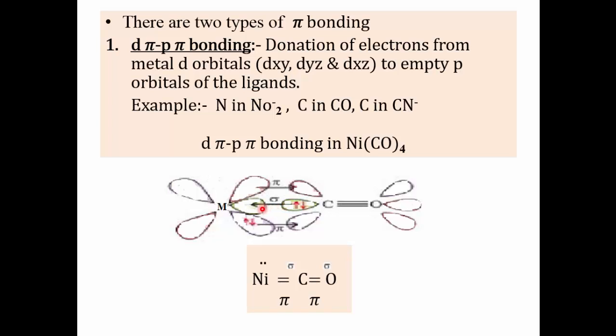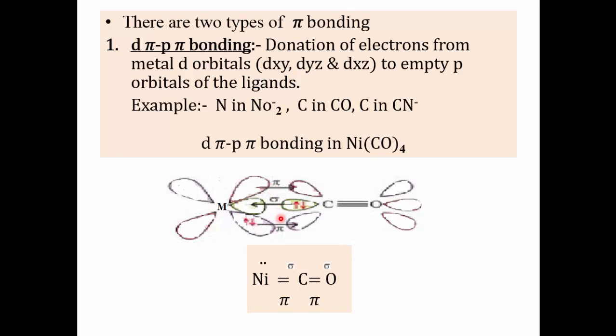Along with this bond, what happened? Metal's filled d orbital. This is d orbital. D orbital of this metal overlaps with empty orbital of carbon. This is p orbital. P orbital of carbon, empty, overlaps with filled d orbitals of metal, that means nickel, and in this way there is formation of this pi bond.